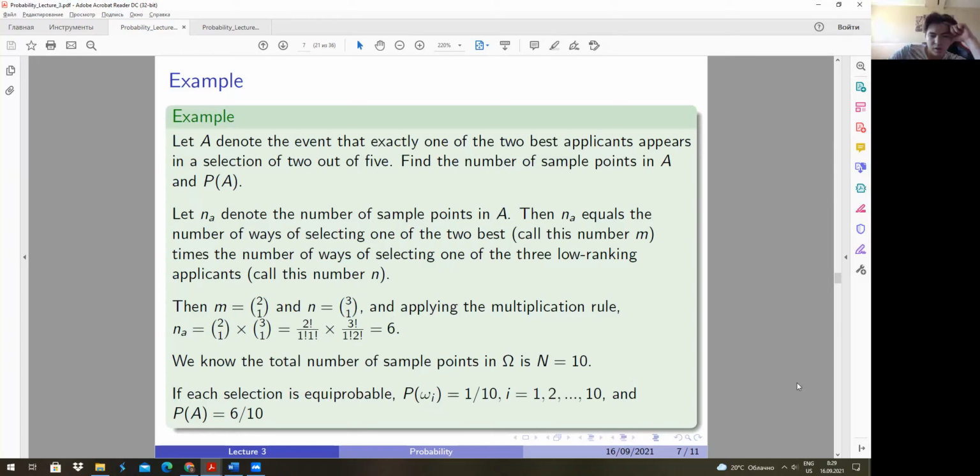I didn't understand, like, why is there 2 1 in M? We have two best applicants, I mean, like first and second place, and we are selecting only one of them. That's why we have this 1 out of 2. And here we have 1 out of 3. 1 out of 2 best and 1 out of 3 least best, let's say, or worst.